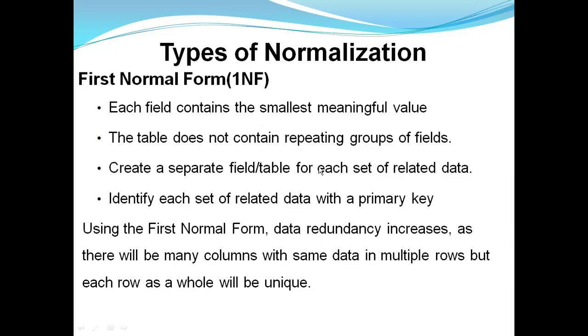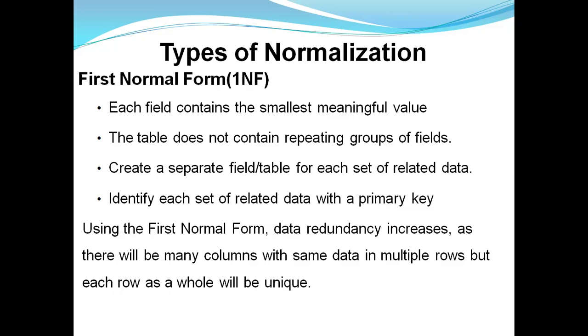So rule number one, each field should contain the smallest meaningful value, or you can call it an atomic value. That means your values should be atomic and should not be further divided. Then we can call it the smallest meaningful value. And the second rule is that it should not contain a repeating group of fields.